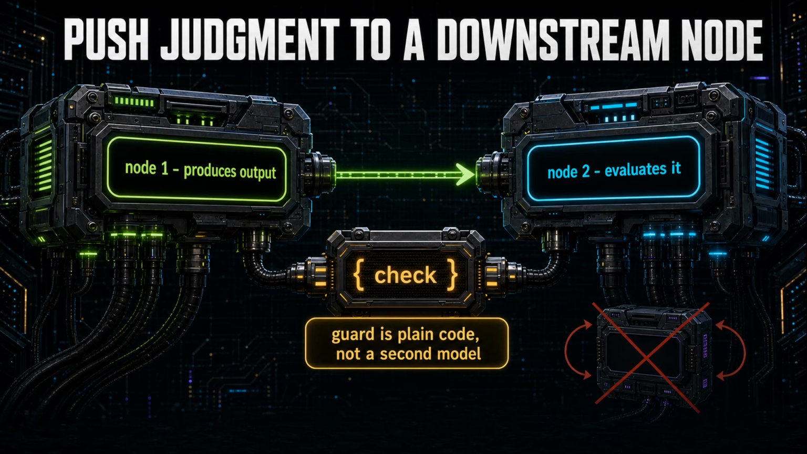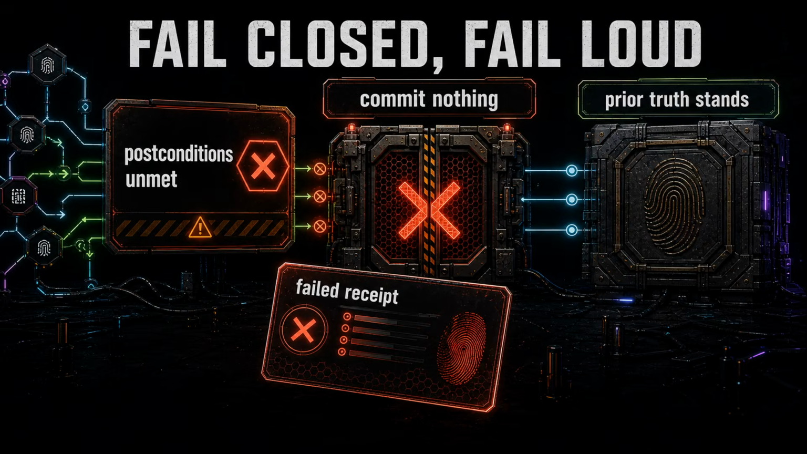Now we can see why a failed render has to fall back to safe behavior. From that deterministic gate, what actually happens when a render cannot satisfy its postconditions? So I am guessing it does not just commit anyway and hope. It commits nothing. The prior truth stands untouched, and a failed receipt records exactly why it bailed. So under uncertainty, the default is to do nothing, but loudly. The system would rather stall than write a wrong truth. Yeah, safety outranks cost, and that is an explicit tenet, which means under load, you get a clean stall, never a silently wrong answer.